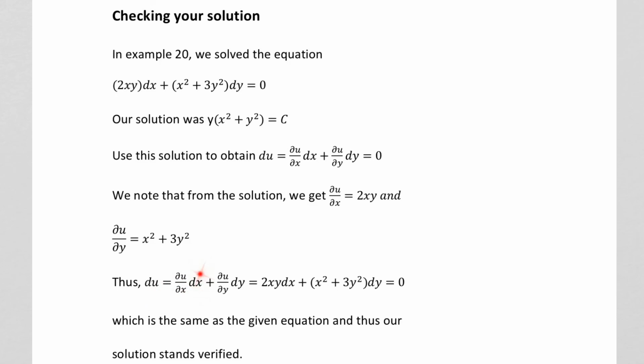Thus du becomes what? This is du. We substitute this and this to obtain this value of du. And on the right hand side, differentiating c and putting it in du, this is 0. This is the same as the given equation, thus our solution stands verified. Thank you.